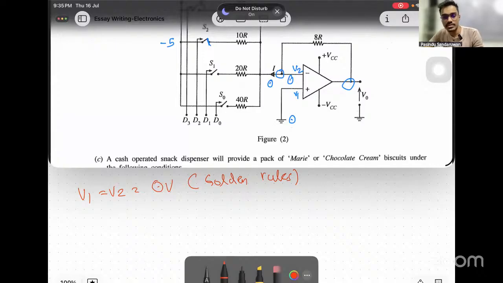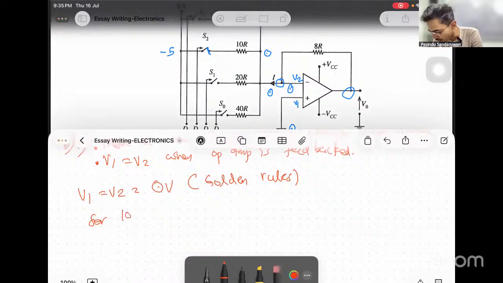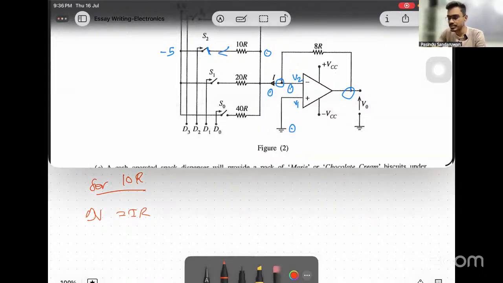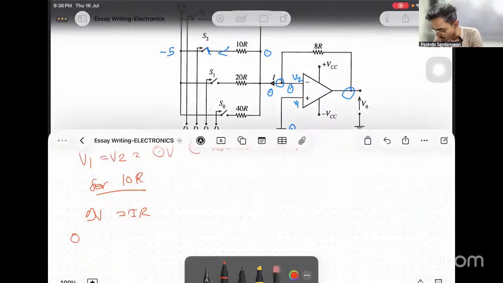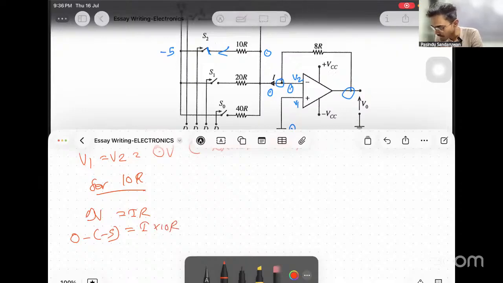Now, what's the question asked? Current through resistor 10R. If this is 0, and this is the same point up to here, then the potential difference across 10R is known. Apply delta V equals IR for 10R. Current flows in this direction from high voltage to low voltage, so the potential difference is 0 minus minus 5. Otherwise, you will get a negative current, which will be wrong.